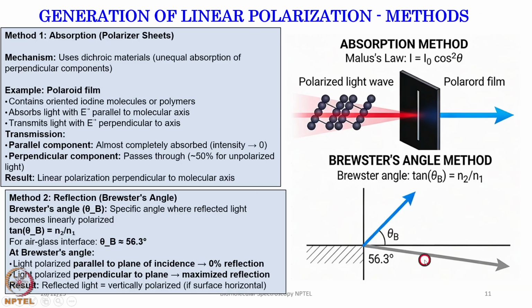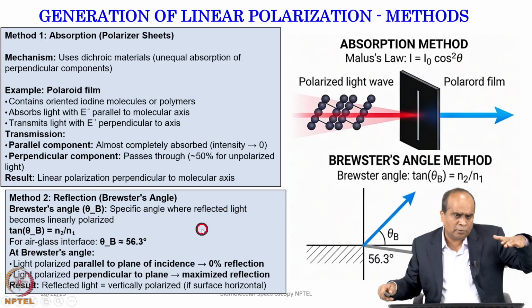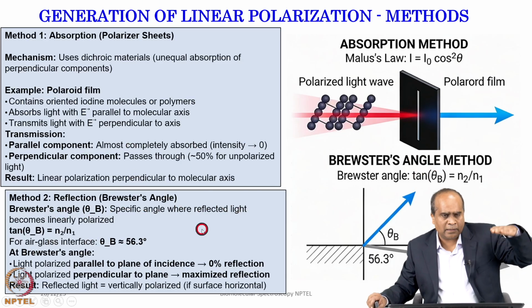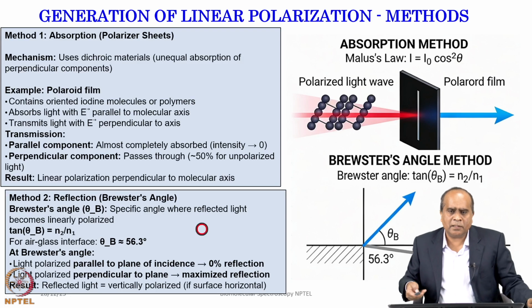Another way we can make polarized light is the reflection method, which follows the Brewster angle. Here, there is a specific angle at which the reflected light becomes linearly polarized, right. How does it happen? You remember the water and air interface; similarly we can have a reflection something like that.